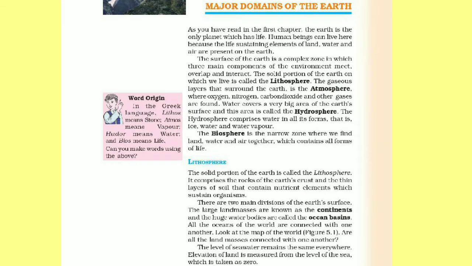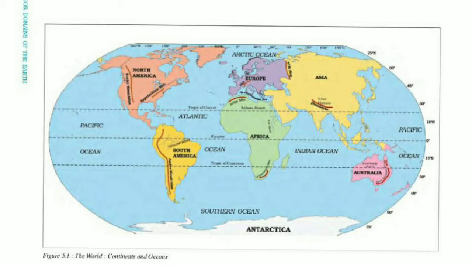There are two main divisions of the Earth's surface. The larger land masses are known as continents and the huge water bodies are called ocean basins. All the oceans of the world are connected with one another, right? The level of sea water remains the same everywhere. Elevation of land is measured from the level of the sea, which is taken as 0. So from here we can understand that on the lithosphere, we have two elements, which are the oceans and the continents.